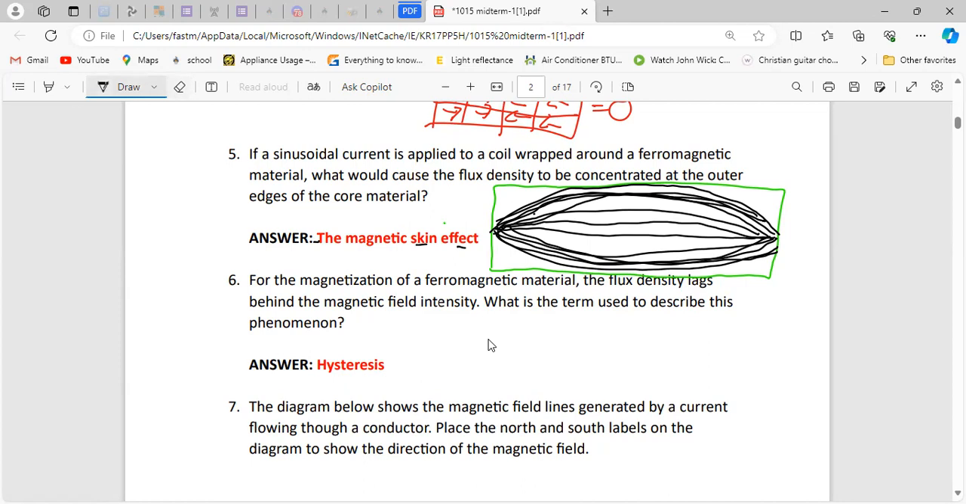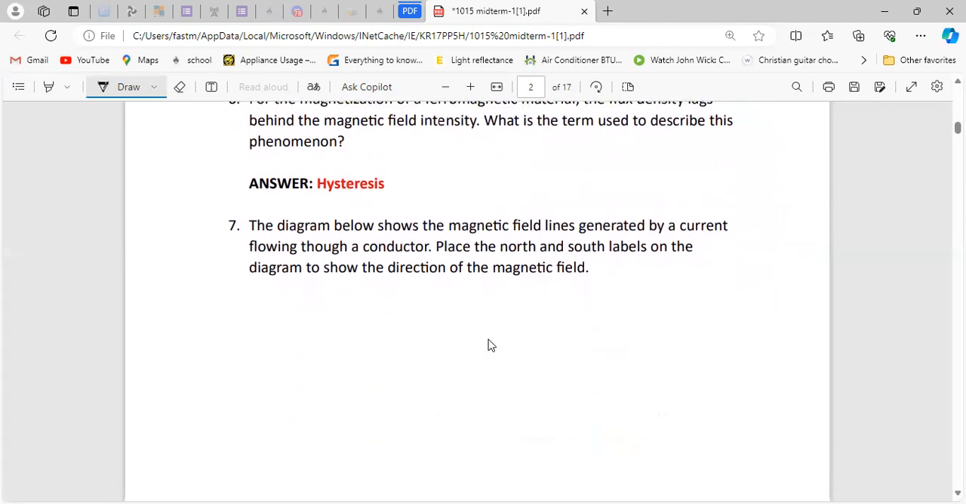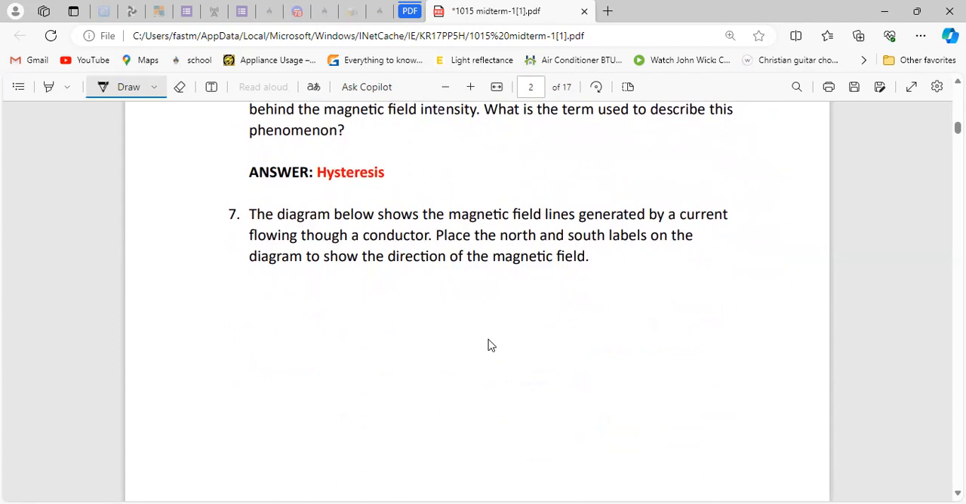Alright. So number 6. For the magnetization of a ferromagnetic material, the flux density lags behind the magnetic field intensity. Alright, yeah, this is hysteresis, right? For those that forget what hysteresis is, let me just run through it quick.